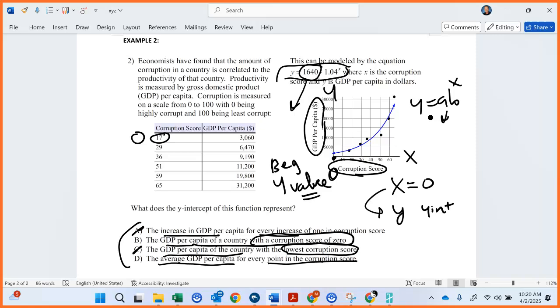It's the beginning value of something when x, whatever they're measuring on the x-axis, in this case corruption, is 0. Okay, any questions on that? Okay, let me pause that real quick.